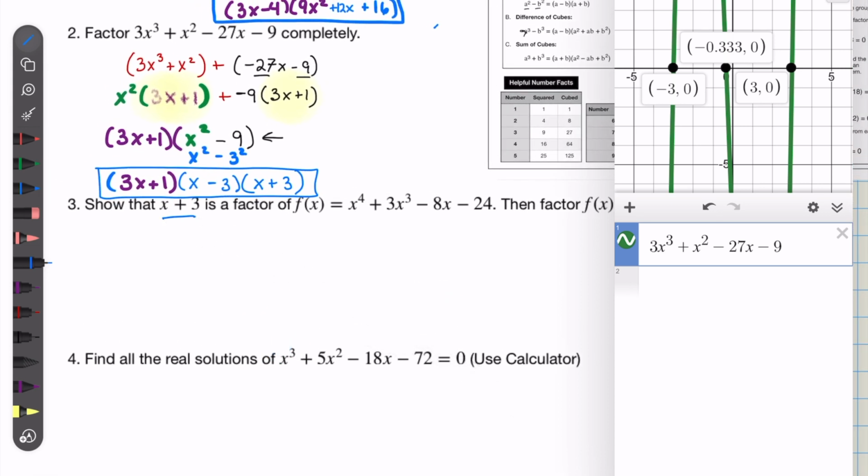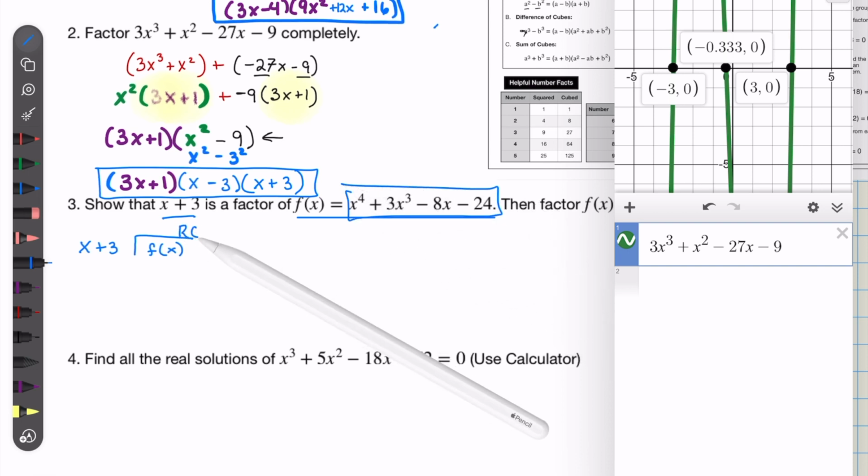Show that x plus 3 is a factor of this big polynomial. Here's the idea behind it. I'm going to take x plus 3 and divide it into f of x, that big long equation. I'm just writing it as f of x to indicate I mean this whole thing here. And if my remainder is 0, that means x plus 3 is a factor.